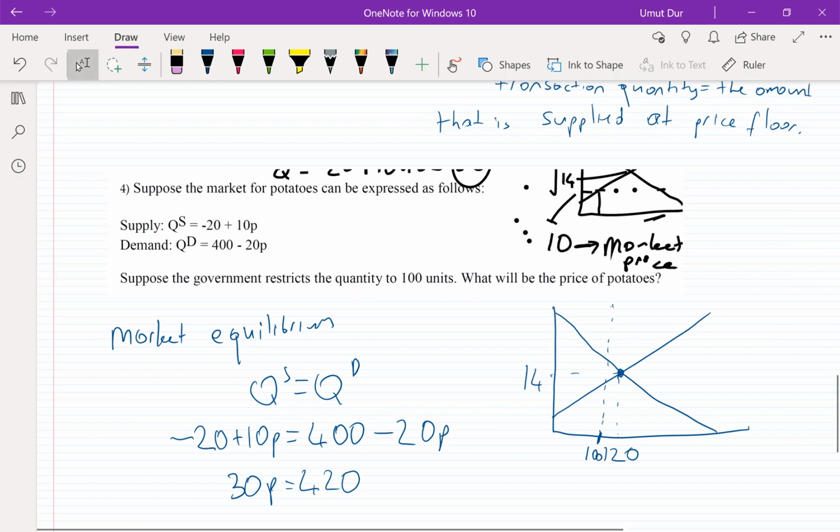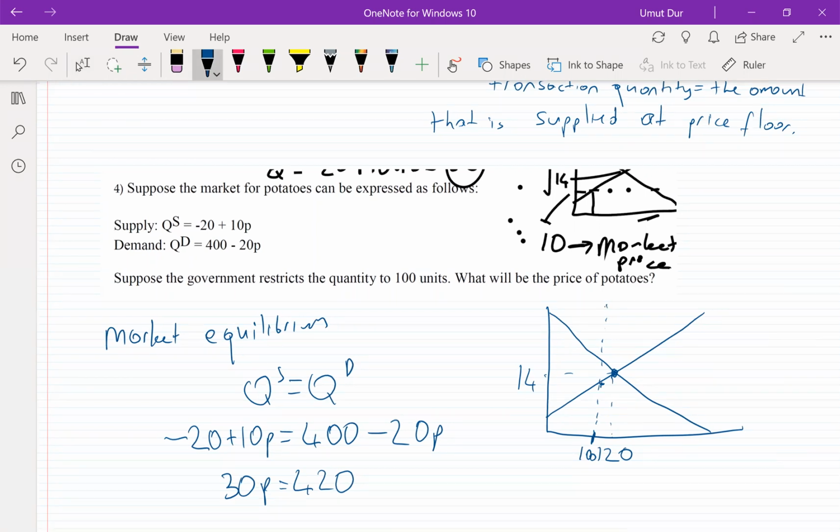For example, can this be the market price? No, because it is exactly lower than the equilibrium price. What can be the market price in this market? It will be this point. Let's say it is 16 or 15, whatever the intersection.